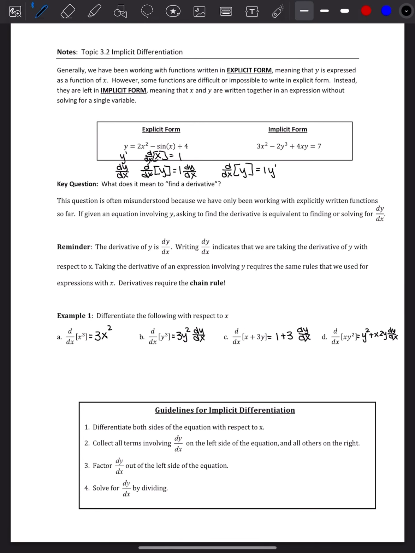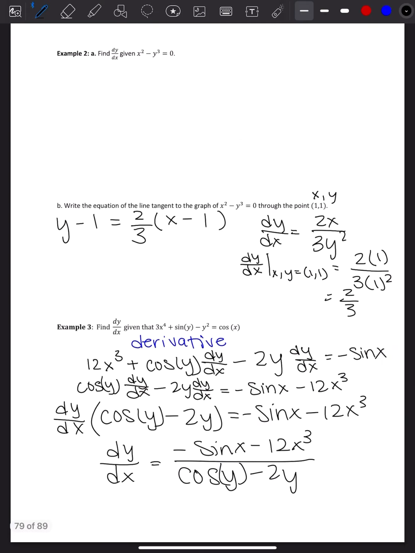So implicit differentiation, what we're going to be doing is we are going to differentiate both sides of our equation with respect to x. We're going to collect all the terms with dy over dx to one side. It doesn't have to be the left. Factor out dy over dx from our equation, and then we're going to divide by everything that's in that parentheses that's being multiplied.